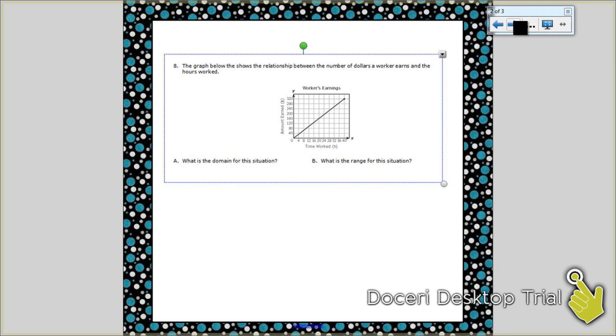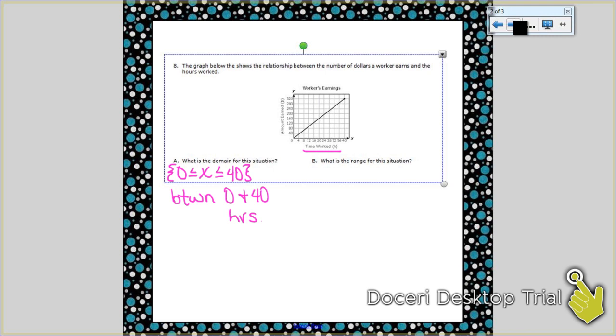So let's look at our points. The domain starts down here at 0 in the corner, and then all the way over here to the right ends at 40. So what that tells me is that's the time worked, is that they worked between 0 and 40 hours. According to the information on my graph, that's what I know.